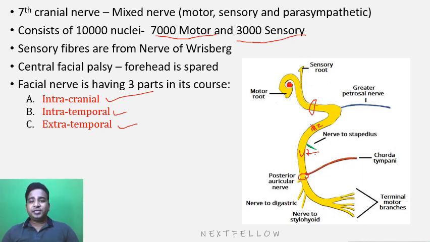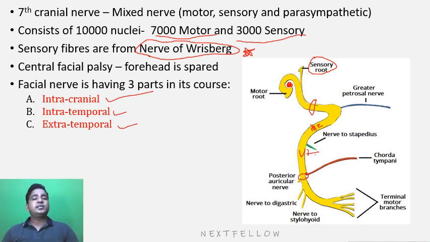Now, this sensory root is known as the nervus intermedius, also called the nerve of Wrisberg. Why am I saying this? It has been asked in the exam. The sensory fibers in the facial nerve are known as the nervus intermedius or nerve of Wrisberg.